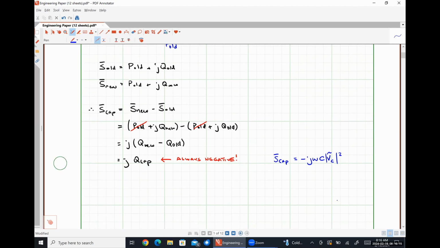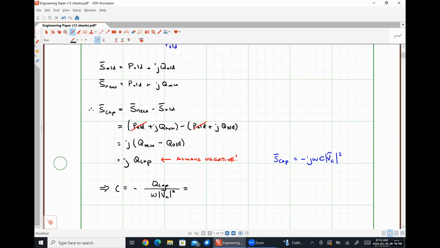So if we equate those two relationships and solve for C, what we'll find is that our capacitor value C is equal to negative Q cap divided by omega times the magnitude of the voltage drop across the capacitor squared.